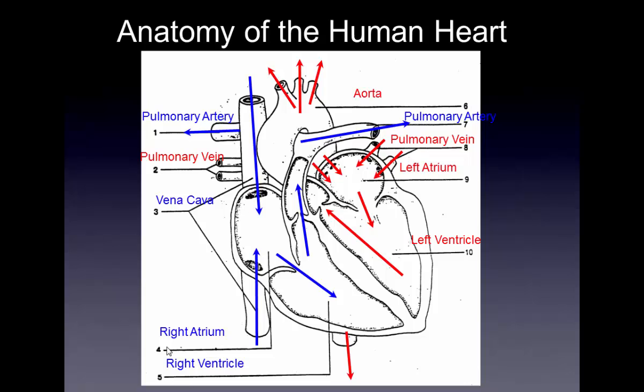One other part, this separation between the left and right side of the heart is called the septum. Joe? Does the aorta go down and split? Yeah, and then once it's down lower, it branches off into various other arteries.